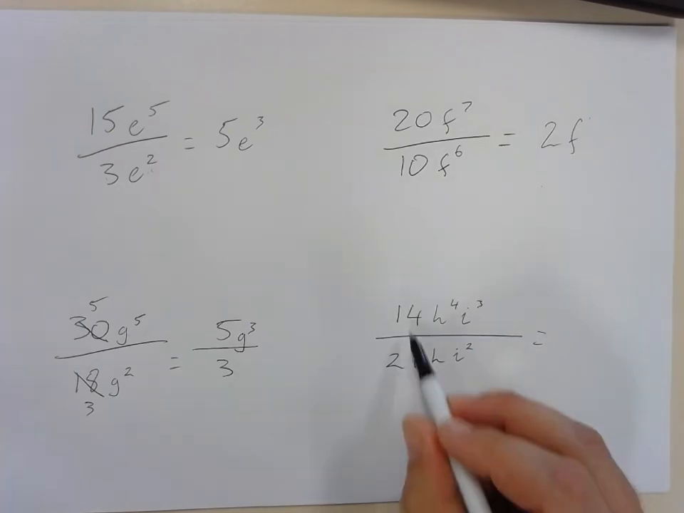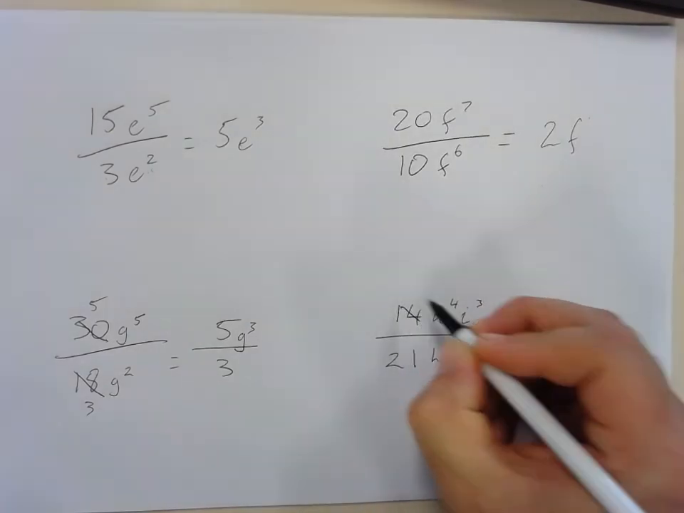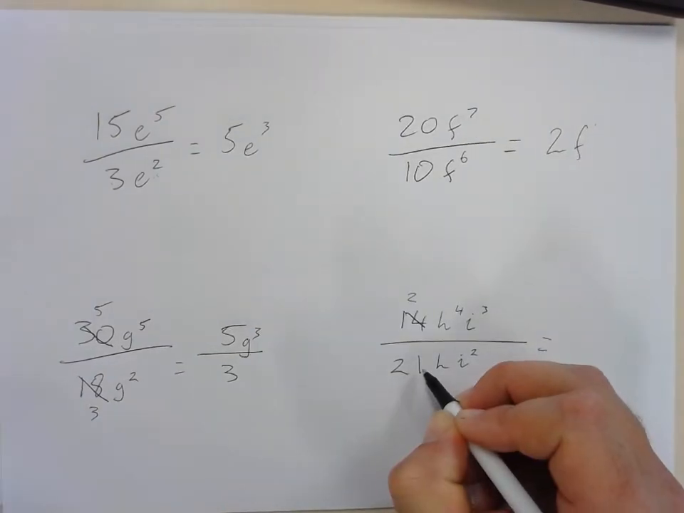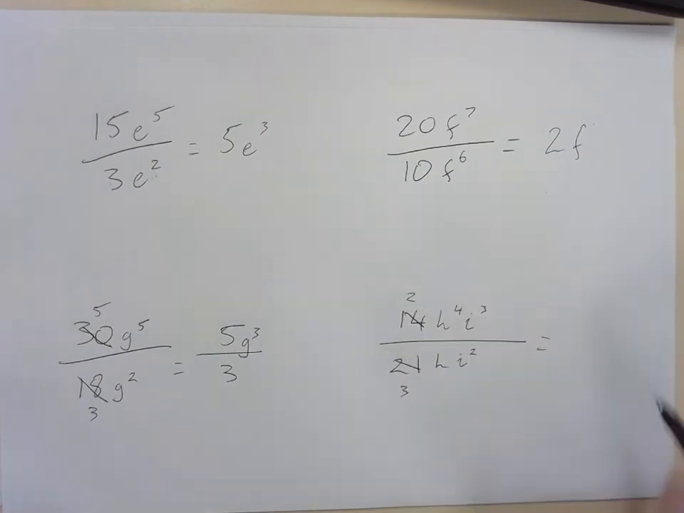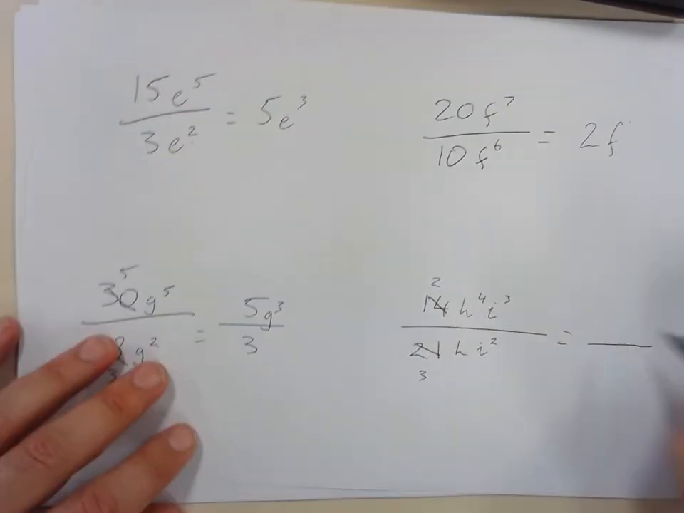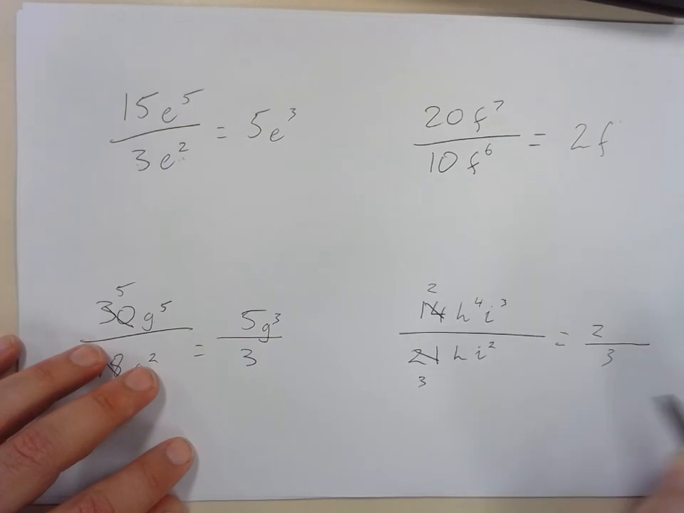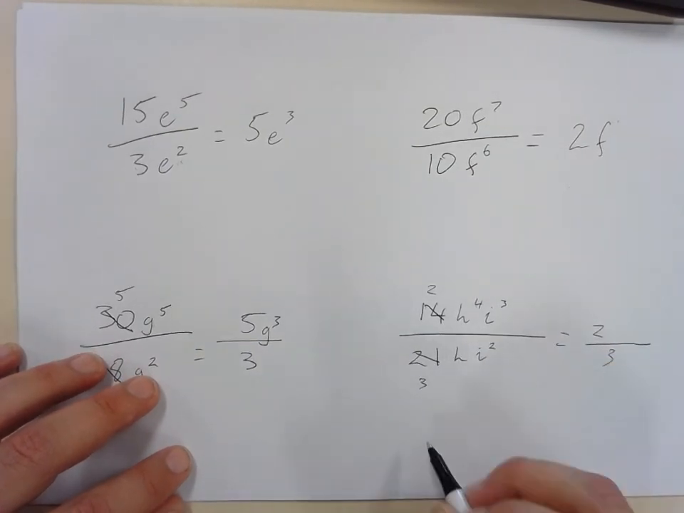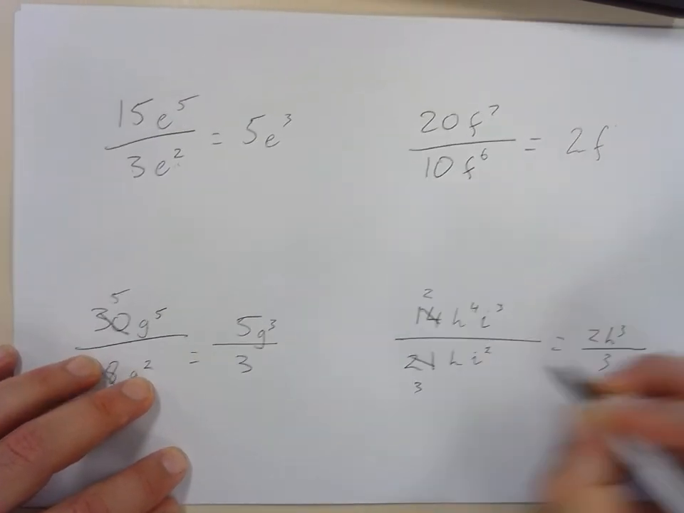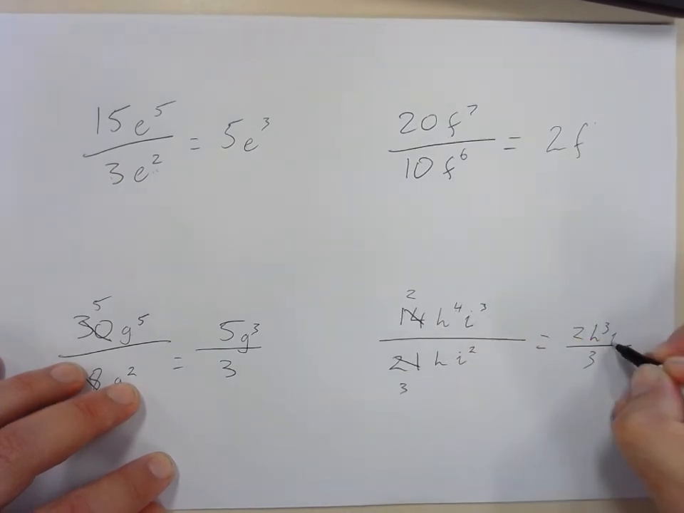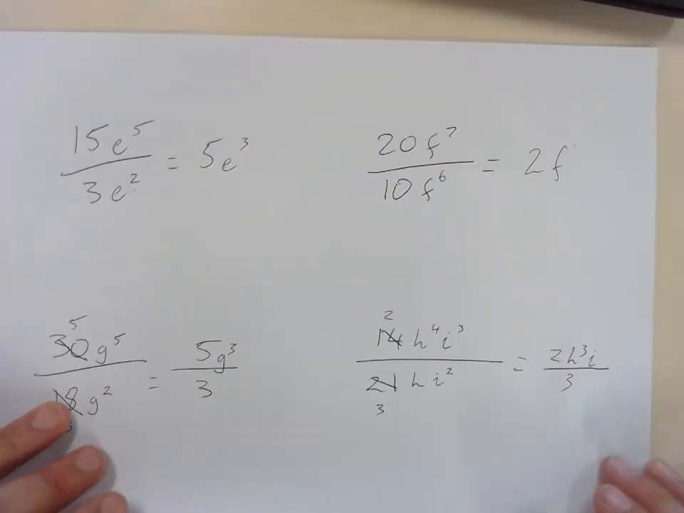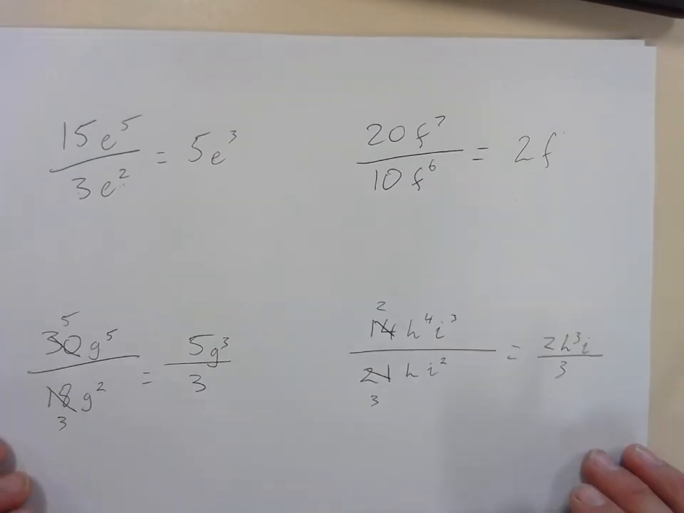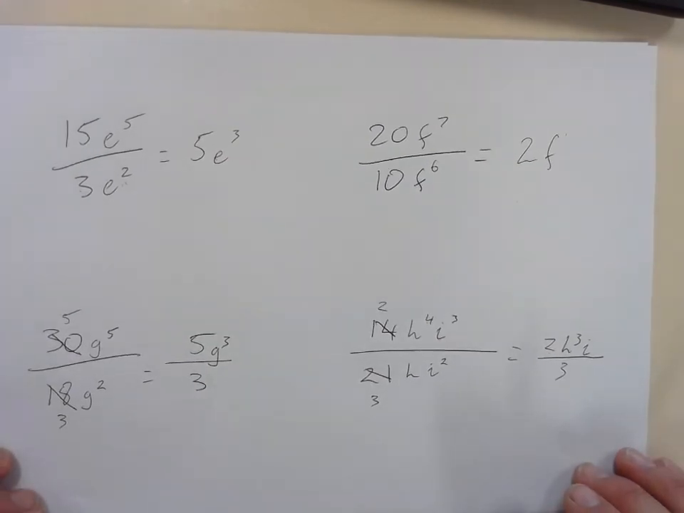Alright, okay, highest common factor is going to be 7. 14 divided by 7 is 2. 21 divided by 7 is 3. So I'm going to end up with a 2 there and a 3 there. 4 take 1 is 3, and 3 take 2 is just the 1, so I don't have to write anything. And ladies and gentlemen, in 4.5 minutes, that is index law number 2.